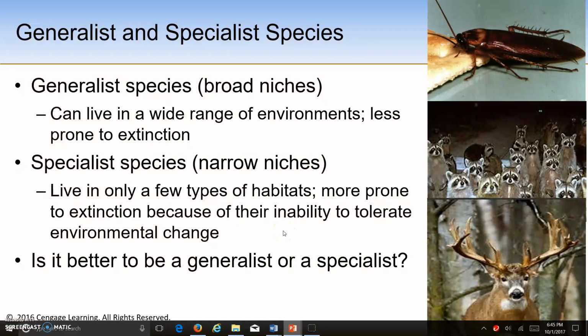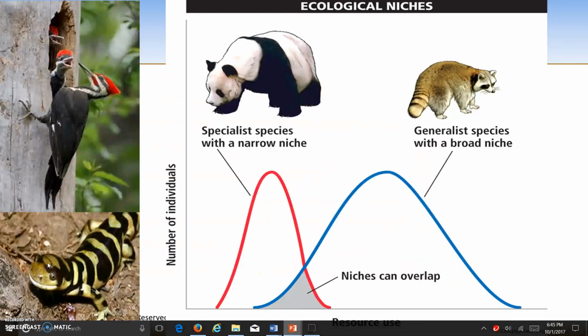So the question then comes up, is it better to be a generalist or a specialist species? This graphic depicts the resource use availability and the number of individuals for a specialist species, the panda, and a generalist species, the raccoon. Generalist species have wide niches and generally have higher populations and can live in a variety of environments. Specialist species have a very narrow niche based on the resources available and can live in a specialized environment. Specialist species are more prone to becoming endangered.